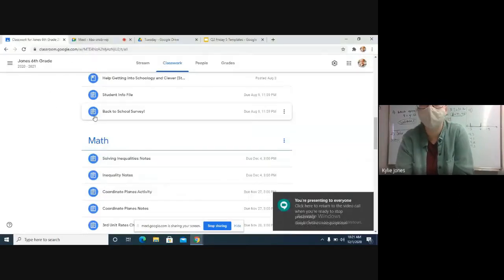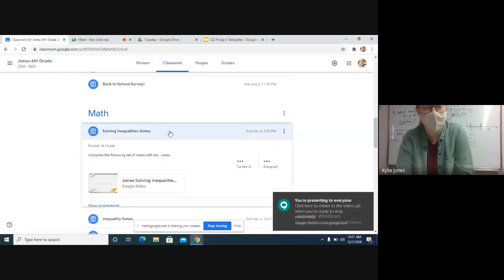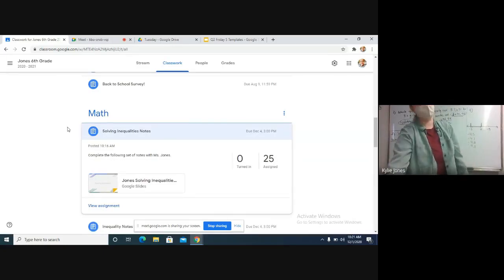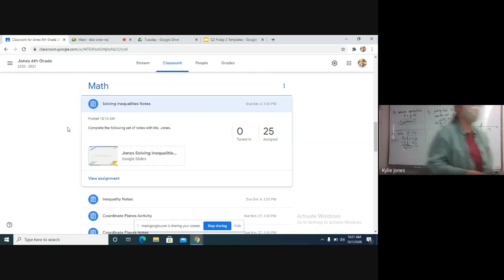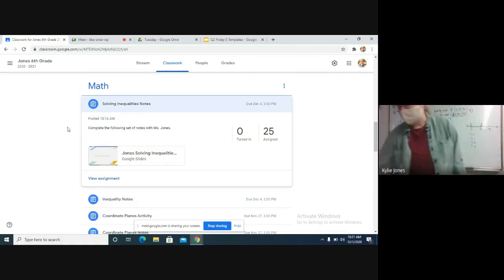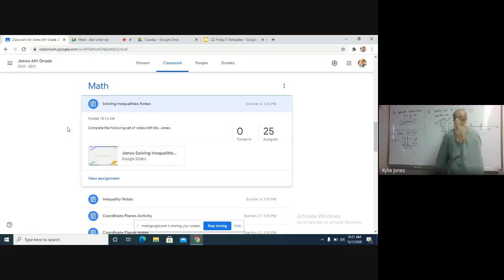So if you reload your Google Classroom and go down to math, you should have a new assignment called Solving Inequalities Notes. So yesterday we talked about inequalities and what they are, the differences between them. We added a couple new inequalities with greater than or equal to and less than or equal to. Now we're going to learn how to solve one. So we're going to throw in some variables and talk about how to solve these things. Does that count for the fraction as well? Yeah. Yep.